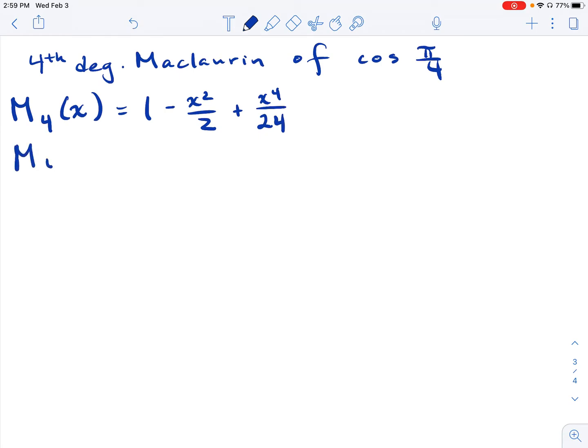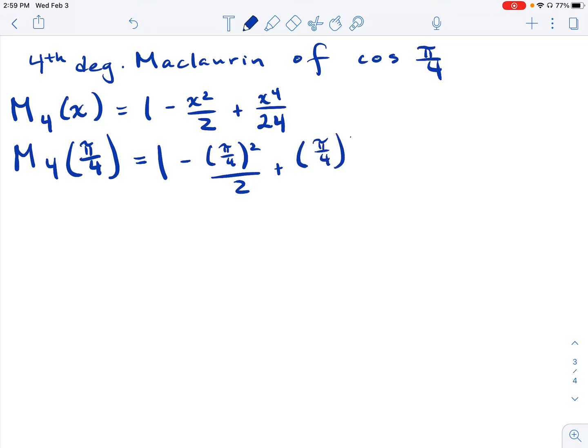Now let's evaluate this 4th degree Maclaurin polynomial at pi over 4. So all that means is I'm going to plug in pi over 4 for x. This is 1 minus (pi over 4) squared over 2 plus (pi over 4) to the 4th power, all of this over 24. And if you have your calculator, pause the video right now and go ahead and calculate this on your own. But you should get approximately 0.707429. So what we're saying here is that this 4th degree Maclaurin polynomial gives us an approximation for what the cosine of pi over 4 actually is, or what we think it is. We're saying it should be approximately this value.